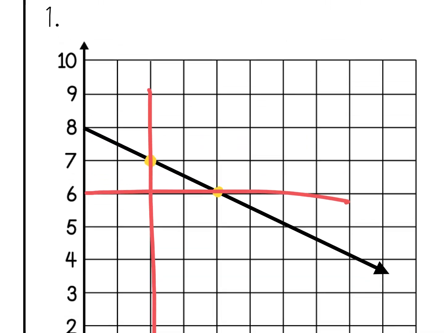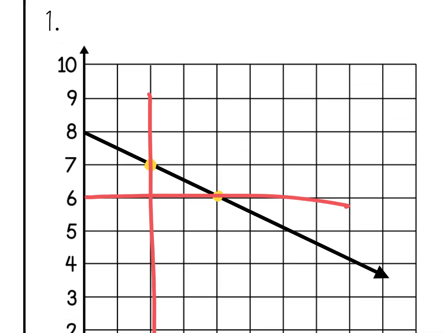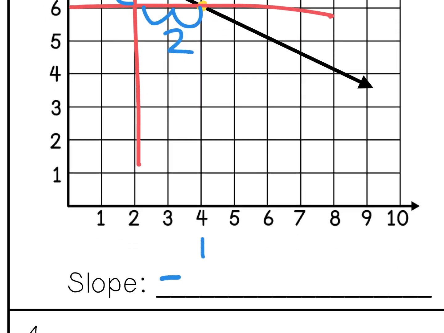So that's great. We have the negative piece already. But now we need to do what with our triangle? Count. So how far did it move? 1. How far did it move? 2. So which one is rise? Which one is run? 1 over 2. Ooh, yes.